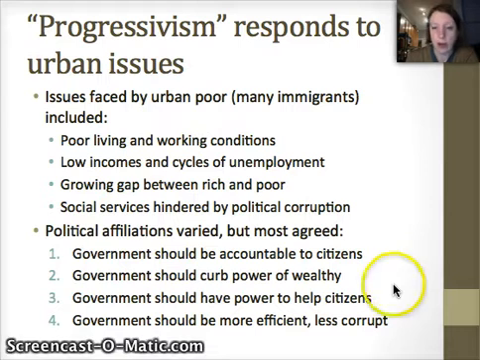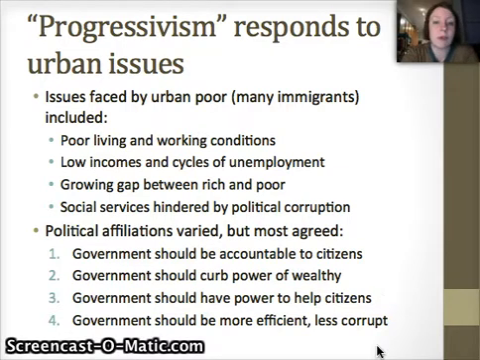their power inappropriately. They believe that government should have the power to help citizens, meaning that the government should be able to pass laws that are going to have sweeping effects in society. And finally, they believe that government itself should be more efficient and less corrupt. And so not only are they trying to make sure that wealthy people are not corrupt, they're trying to make sure that government officials don't become wealthy through corruption as well.